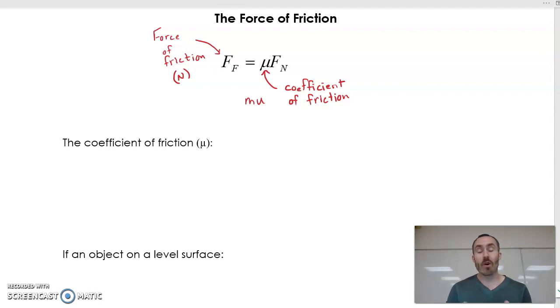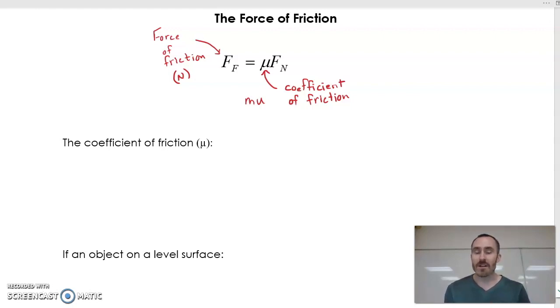So the coefficient of friction for new tires on a dry asphalt road is very high, 0.9 something. Okay, so that would be a high coefficient of friction. But it's easy to slide, say, an ice block across an ice surface. So the coefficient of friction between ice and ice is very low, maybe 0.01 or something like that. But it's almost always going to be between 0 and 1.